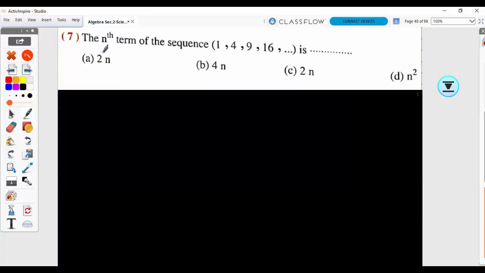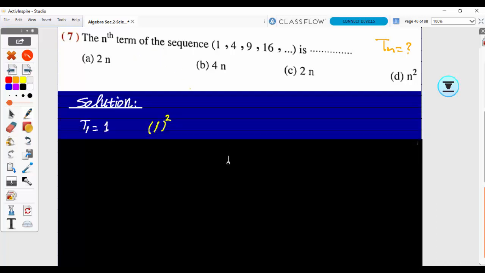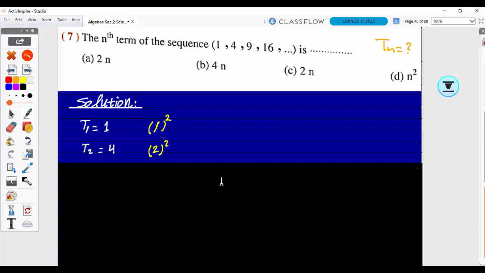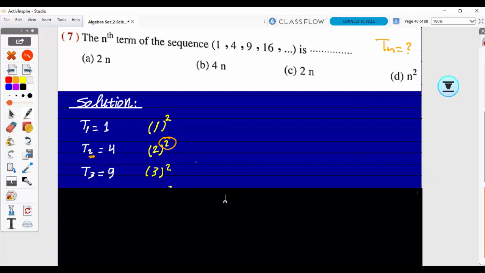Next question, question number 7. The nth term of the sequence 1, 4, 9, 16 is, the required here is to find Tn. What is the value of Tn? It is the nth term. So we write T1 equals 1. Notice that 1 equals 1 power 2. And T2 equals 4 equals 2 power 2. Okay?